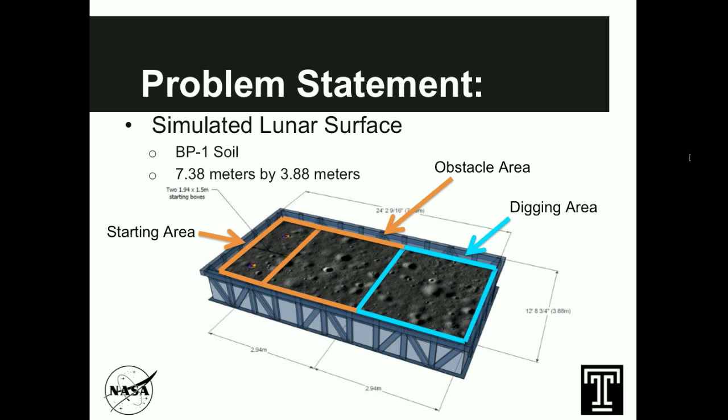In the digging area, we have to mine regolith. Then we drive back through the obstacle area, back through the starting area, where there is a collection bin. And we have to deposit this excavated regolith into the collection bin. In order to place in this competition, you have to deposit a minimum of 10 kilograms of regolith. You are supposed to try to excavate and deposit the maximum amount of regolith that you possibly can within a 10-minute competition round.